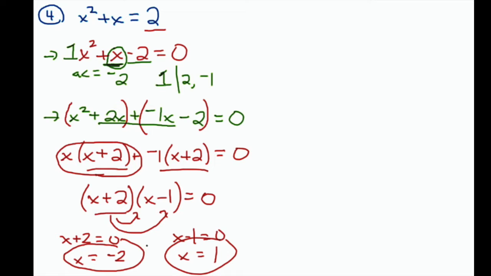Now, it's really important to go back to the original problem and actually test this out. If I plug negative 2 in for x up here, you'd have negative 2 squared, which is 4, plus negative 2, which is equal to 2. So that checks out, and I'm going to put a little check there. For this 1, if you did 1 squared, that would be 1, plus 1, because it's x right here, should be equal to 2. In fact, it is. So these both check out.